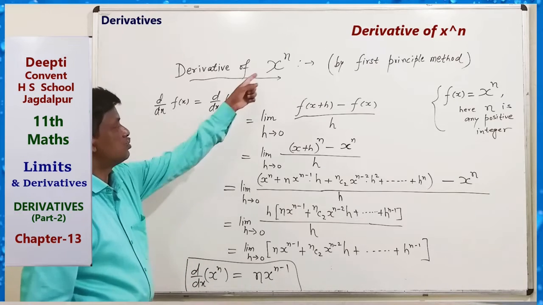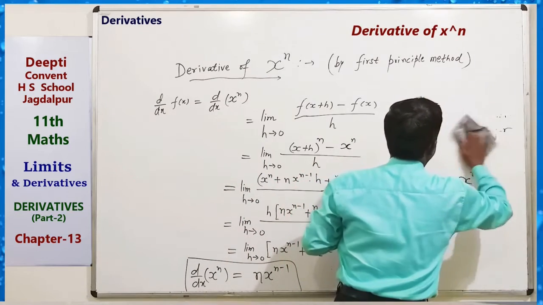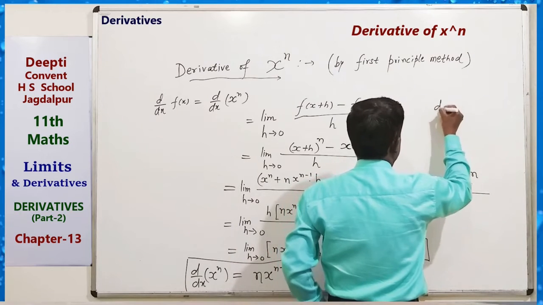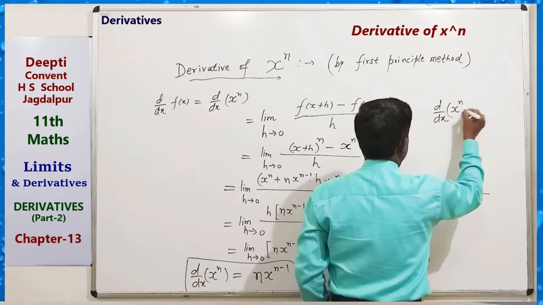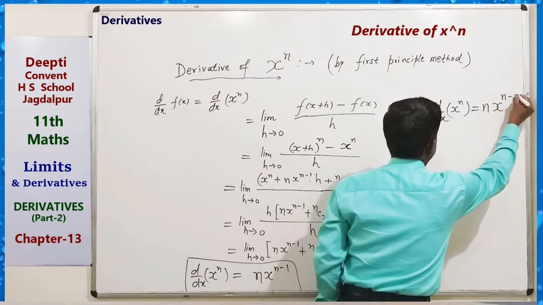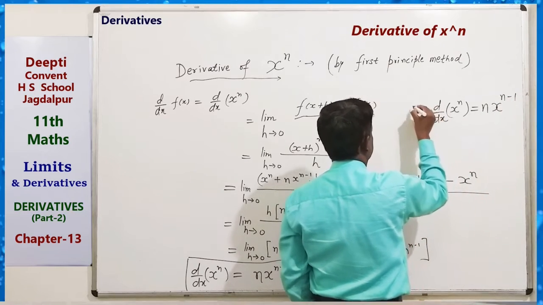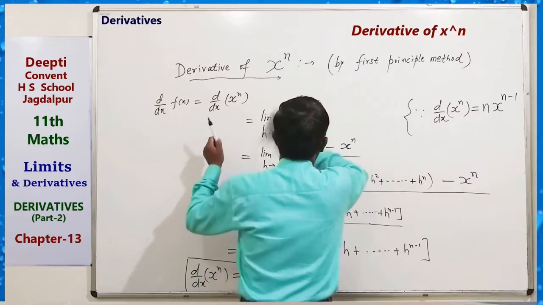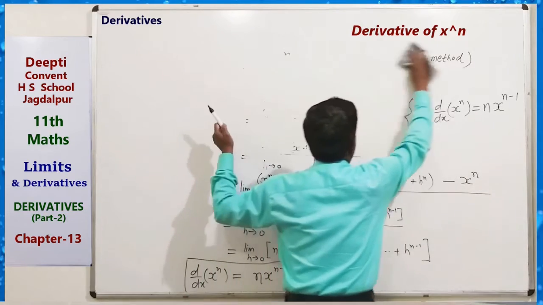The derivative of x to the power n. Here n is a positive integer. So write the formula: d/dx of x to the power n equals n x to the power n minus 1. This formula is derived by the first principle method.